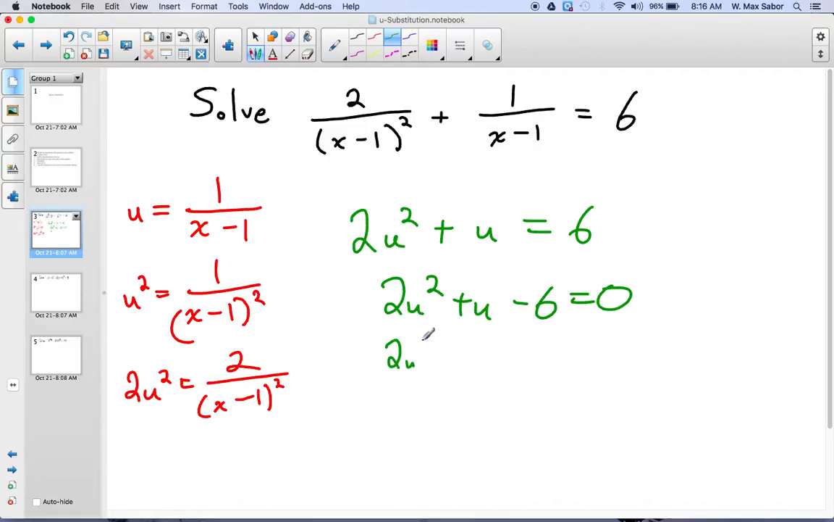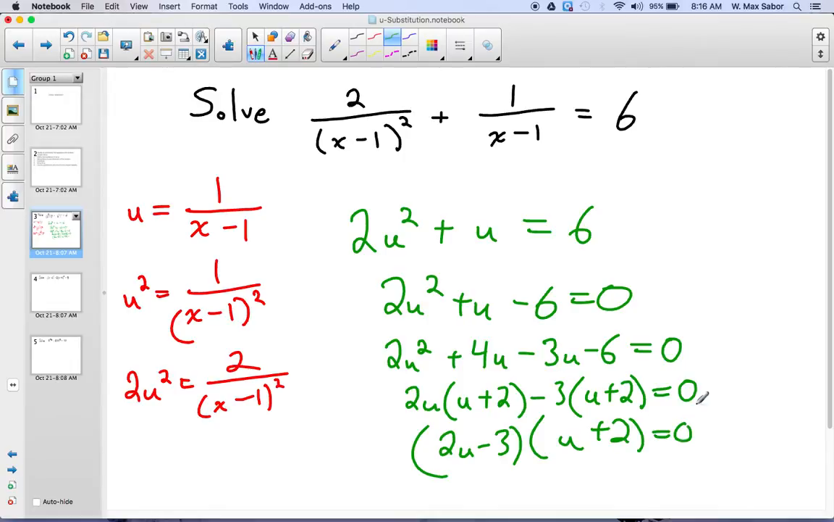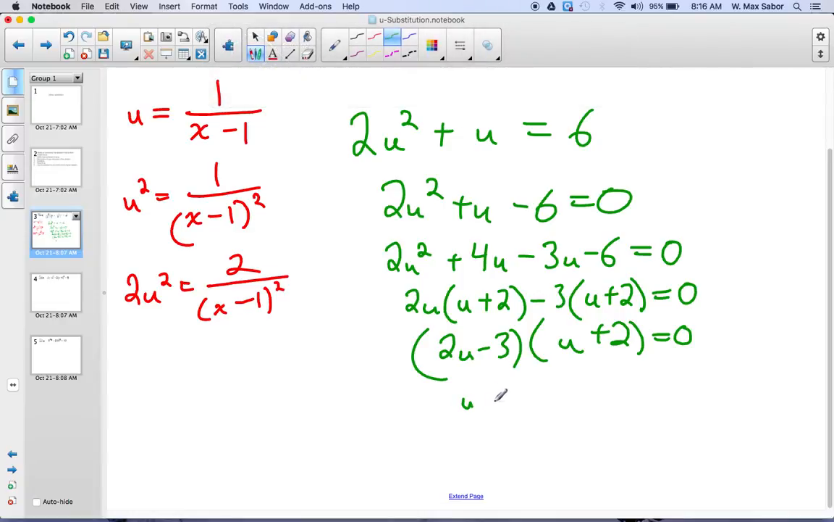So let's see, 2u squared plus 4u minus 3u minus 6 equals 0. 2u times (u plus 2) minus 3 times (u plus 2) equals 0. So (2u minus 3)(u plus 2). So we have two solutions. For u, we have u equals 3/2 and u equals -2.